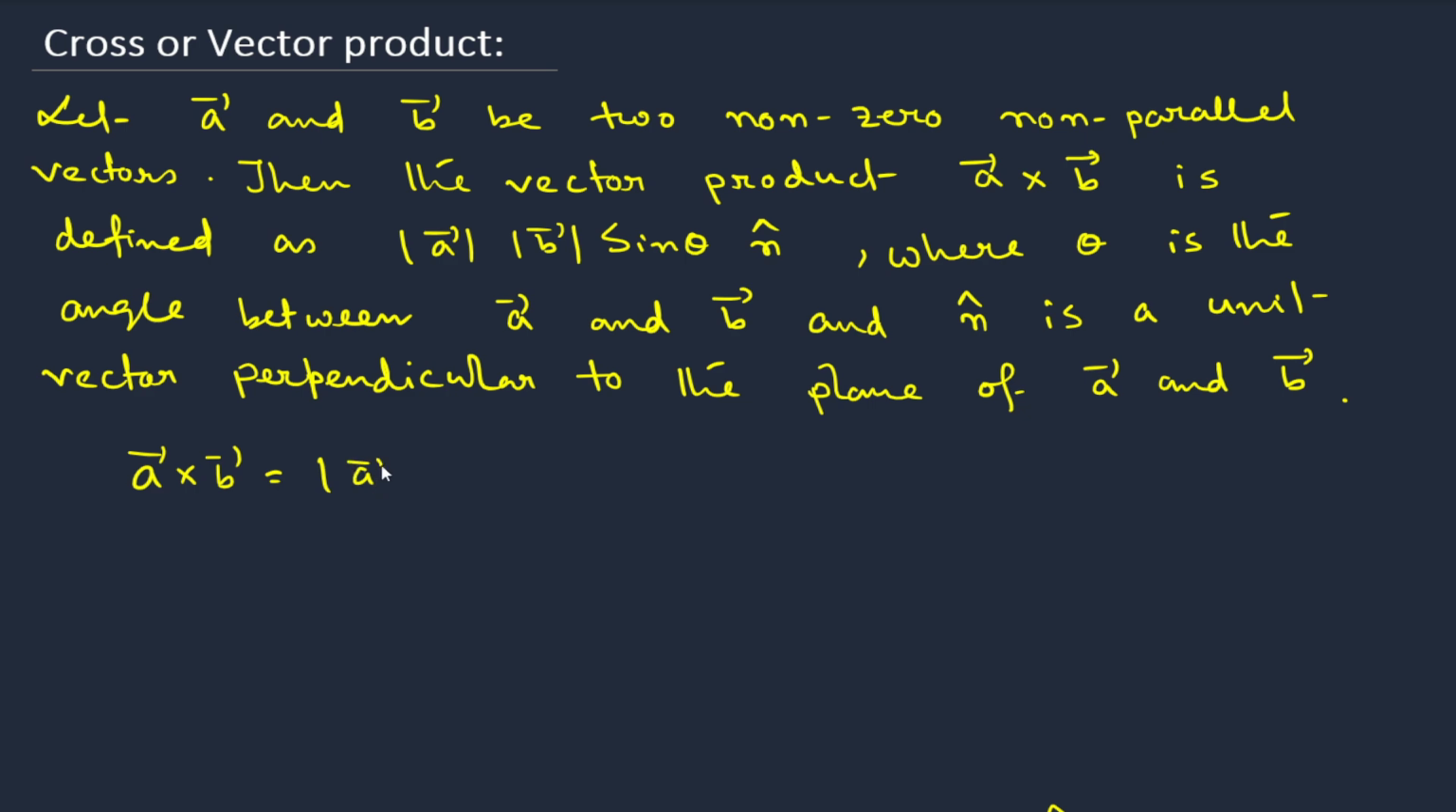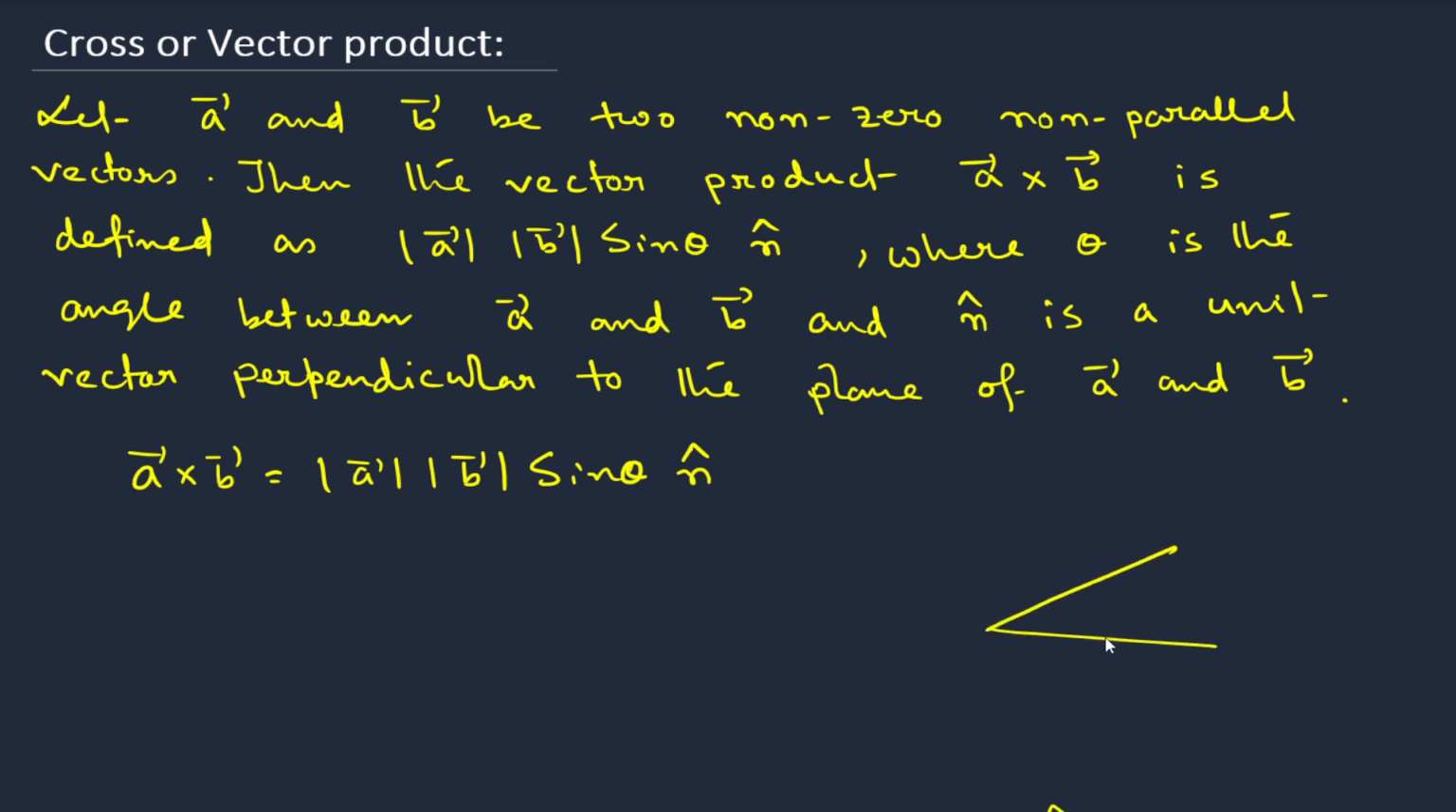modulus a bar, then modulus b bar, sine theta, and then n cap. In dot product we have modulus a bar, modulus b bar, only cos theta, n cap is not there. So here n cap is an extra thing; we will understand what n cap is. Theta is the angle between a bar and b bar.